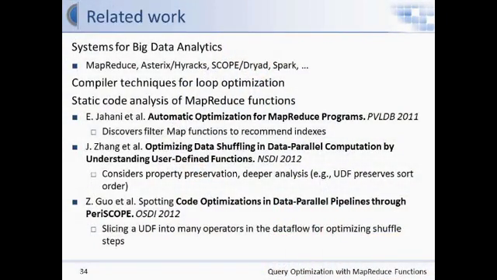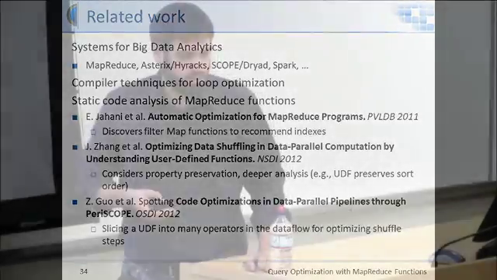Okay, so some related work. In the bigger context of big data analytics and query optimization, there are a few systems out there. I talked about a few of them. The techniques that we use to do this static code analysis and reordering operators somehow resemble techniques that were used in the Fortran compilers to do loop optimizations. So there's a small resemblance there.